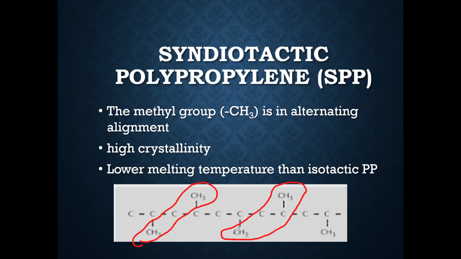This type of polypropylene is highly crystalline, so it's solid, it's hard in its shape. It has a lower melting point than isotactic polypropylene.